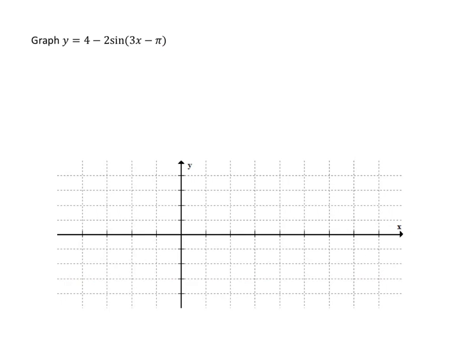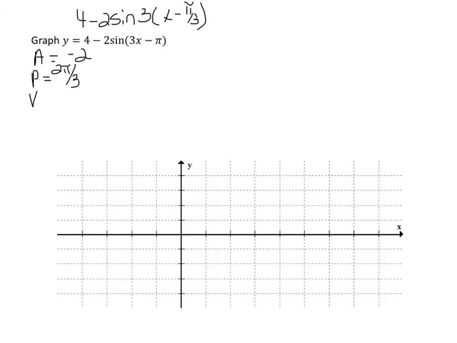The last graph we're going to do will combine all of these components. So I will start again by listing everything out. Amplitude is negative 2. Period. I forgot here I need to factor this 3 out. So this becomes 4 minus 2 sine of 3 times x minus pi over 3. And again, the way I know that it's pi over 3 is because if I multiply it back in, 3 times negative pi over 3 will give me negative pi. So the period here is 2 pi over 3.